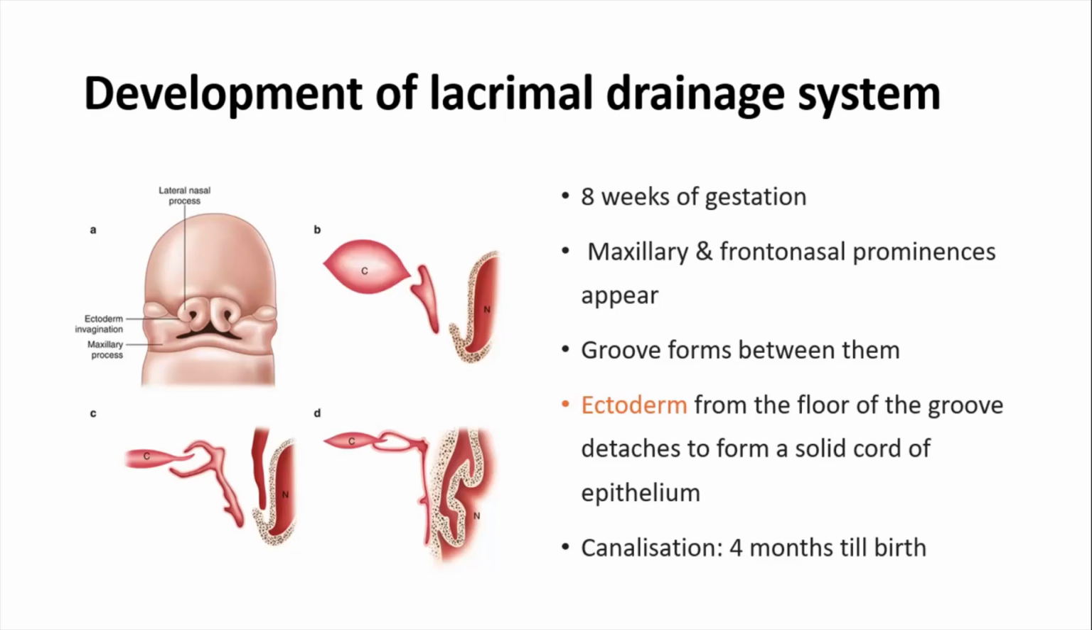So we know that the ectodermal tissue in the groove between the maxillary and the lateral nasal process forms a solid cord initially, and then later it gets canalized, and only at the end of term or at birth will you have a patent lacrimal duct system. So, whenever there is any failure of this canalization, usually it results in a membranous obstruction at the lower end, that leads to congenital nasolacrimal duct obstruction.